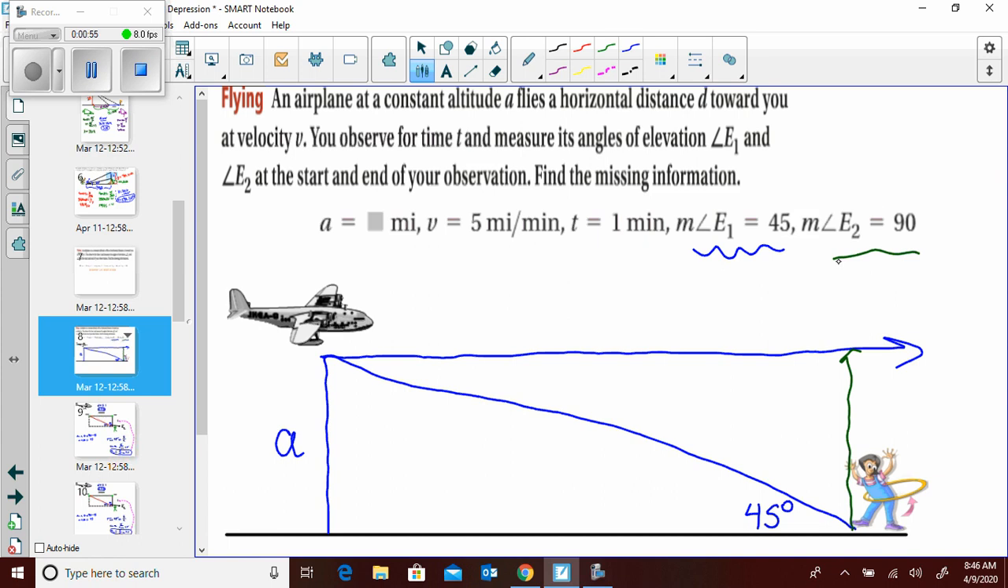Now be careful, not every problem is 90 degrees, so don't think that's the norm. It could be 70 degrees, anything. It could be 100 degrees, but in this case, it's going to be 90 degrees. We want to find the missing information. We want to find A here.